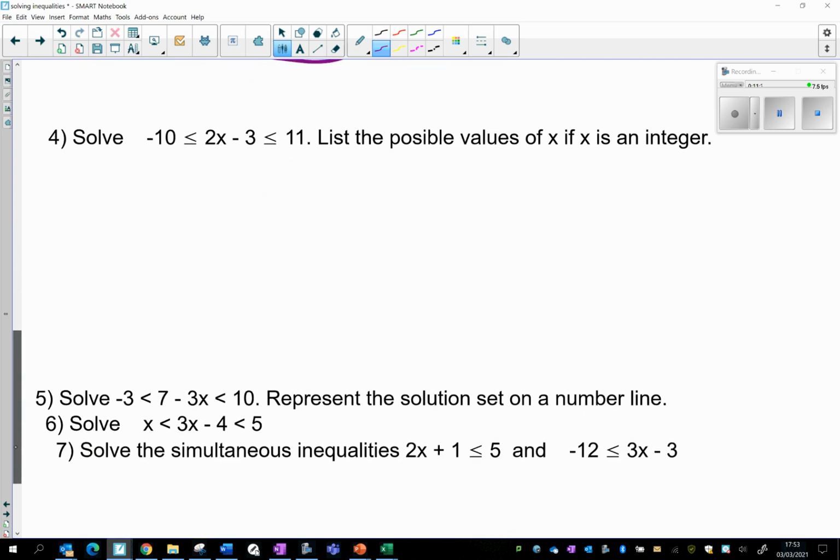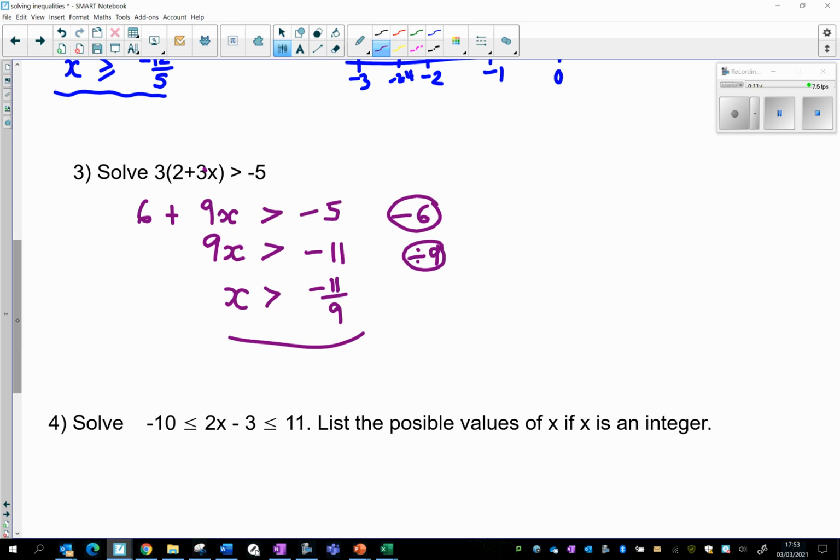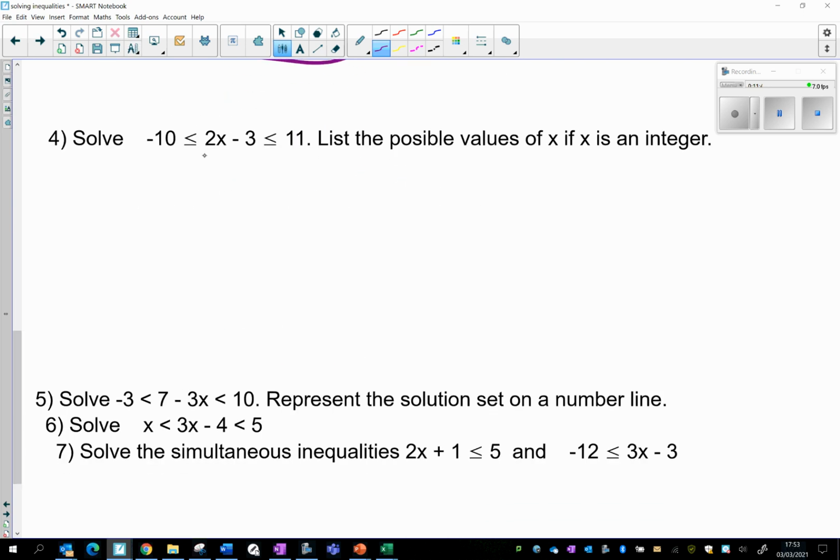Right, I've put number 4 in because you might be asked to solve, I call it a triple inequality if you like. Just think of it as an equation that's actually just got 3 bits to it instead of 2. You can't do this with equations, but we can do it with inequalities. So we've got 2x minus 3 smaller than or equal to 11, but greater than or equal to minus 10. And your job is to get x on its own in the middle.